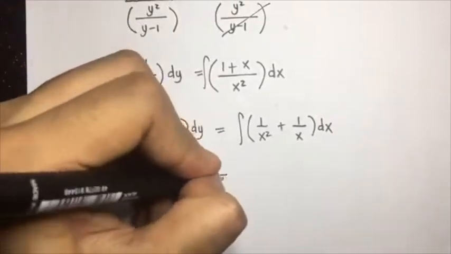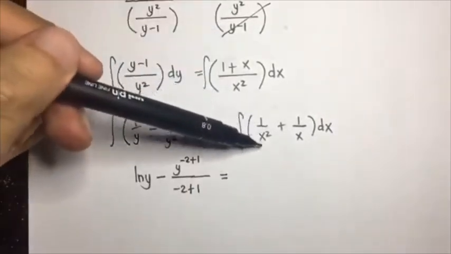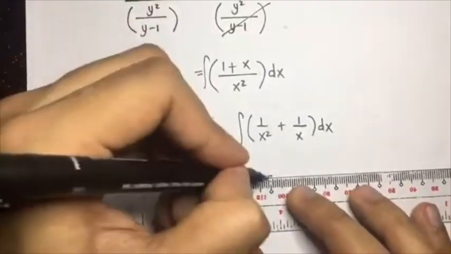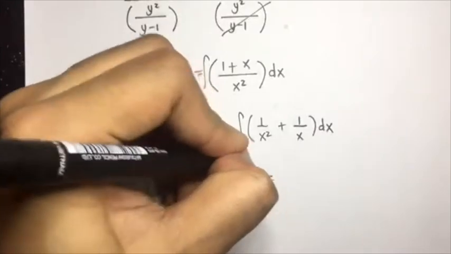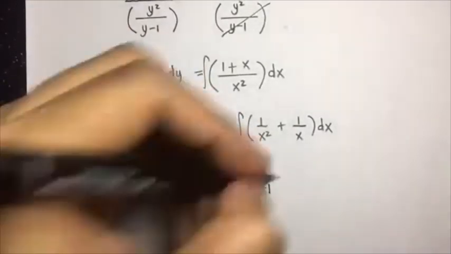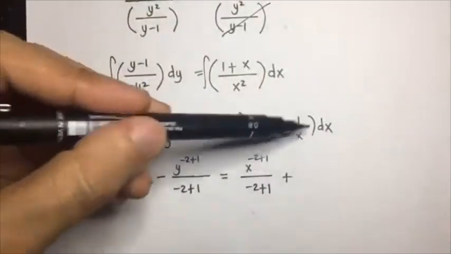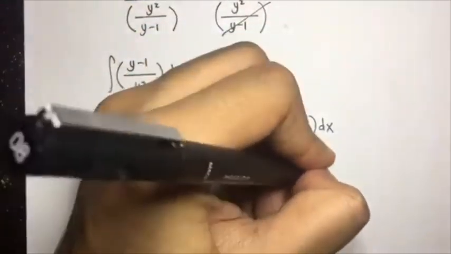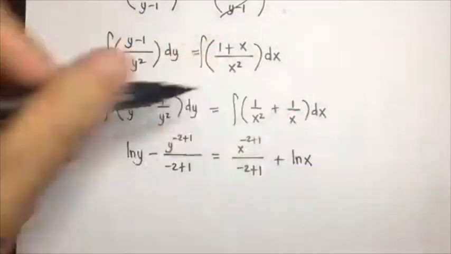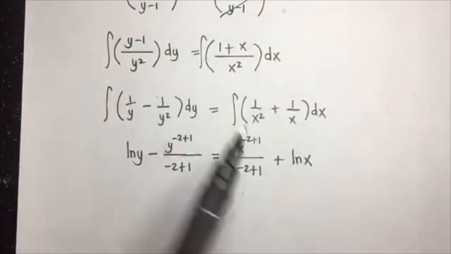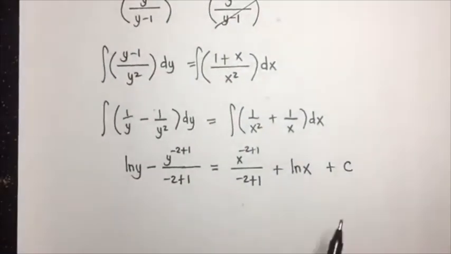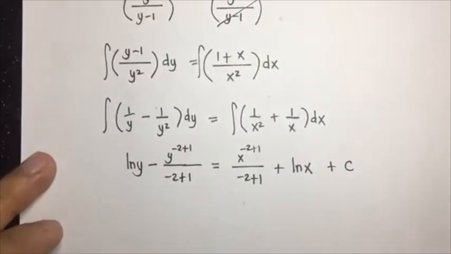Okay, so the integral of 1 over y squared dy, similar with this one, so we will have y raised to negative 2 plus 1 over negative 2 plus 1, plus the integral of 1 over x dx, so that is ln of x. And since we have finished integrating, this is an indefinite integral, so we'll have plus c, where c is the arbitrary constant.